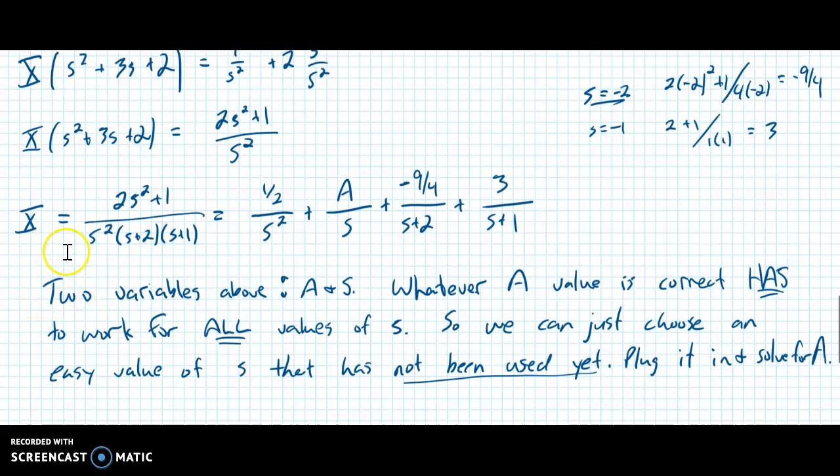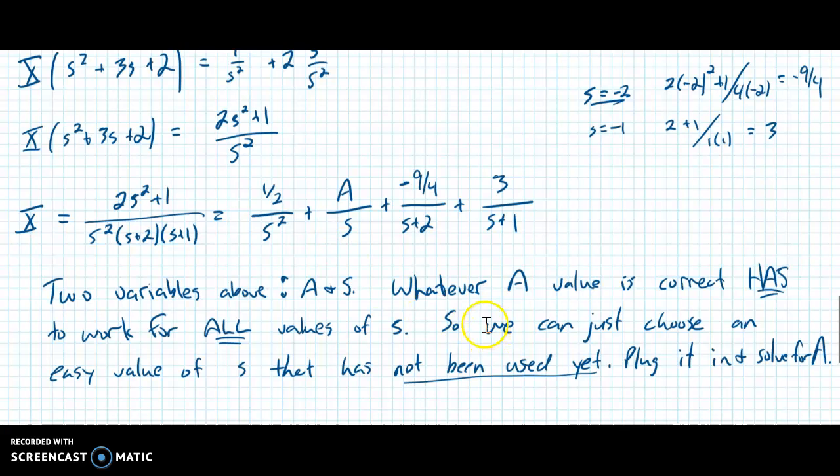But here we go. We have this equal to that. And what I'm circling right there, there are two variables. There's an A and there's an S. And I know A has a value. I mean, A could even be 0 for all you know. But I know A has a value, and S is the thing that changes. So whatever A actually works, it has to work for all values of S, because S is the variable here. A is just a constant.